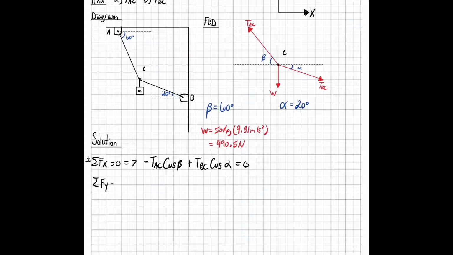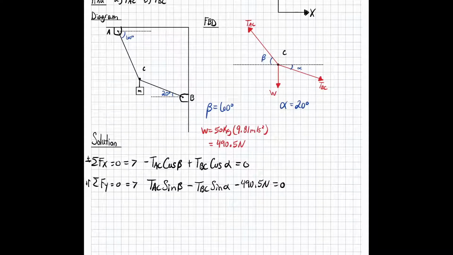Now sum of forces in the y direction equal to 0. Always write equal to 0. Positive in the vertically up direction. We have a positive tension AC times the sine of beta, and it's actually not plus, but minus tension BC sine of alpha. And then there's one more thing we need to worry about for the sum of forces in the y direction. We have our weight, and it's going down, so we have minus 490.5 newtons, all equal to 0.